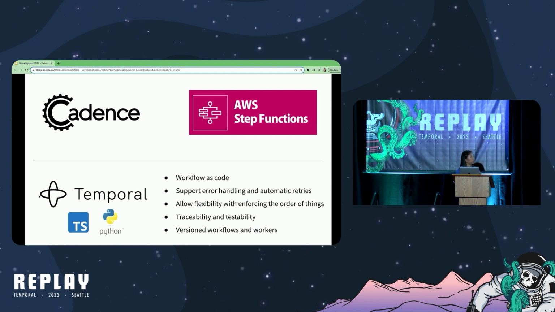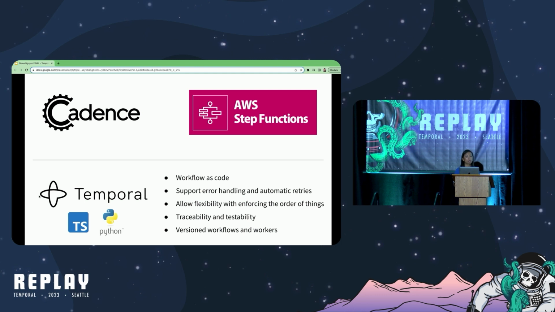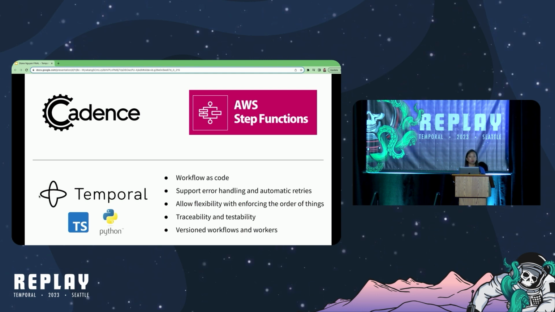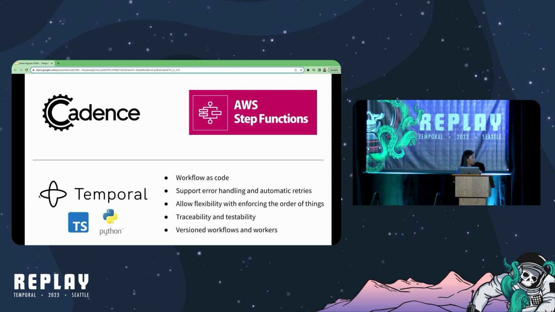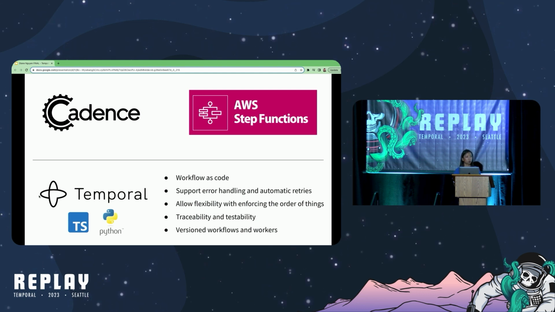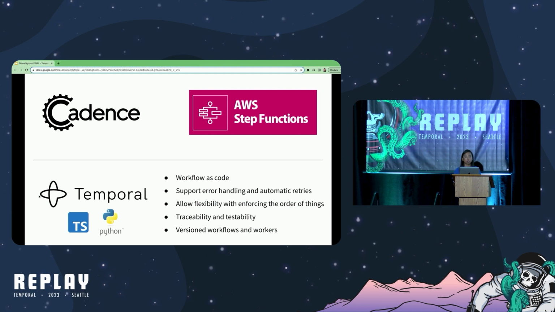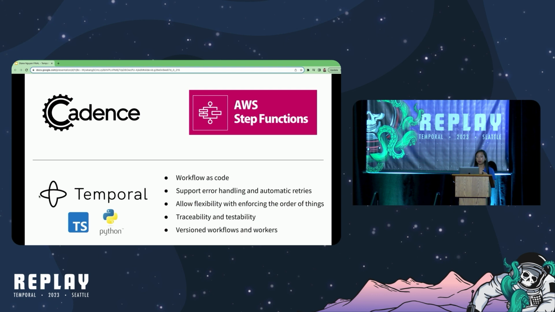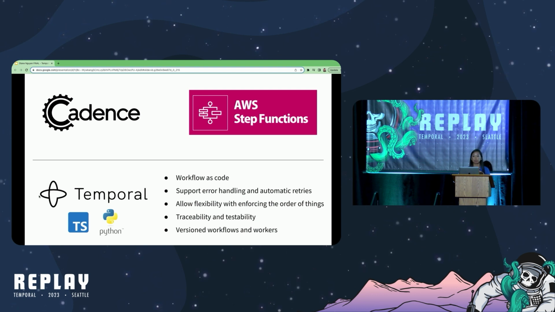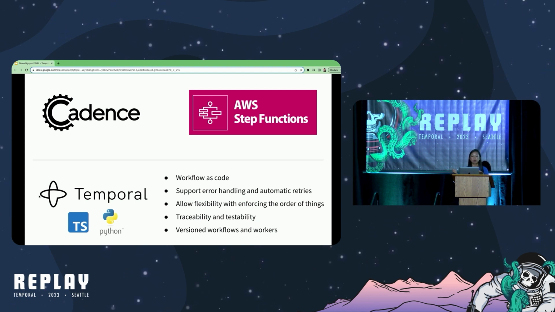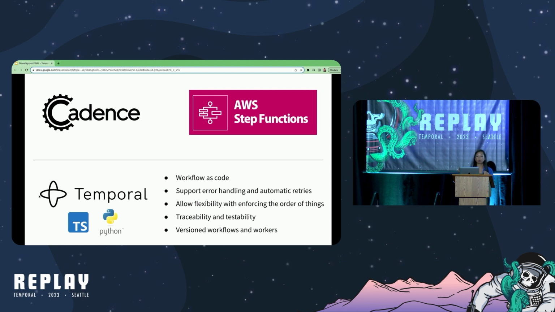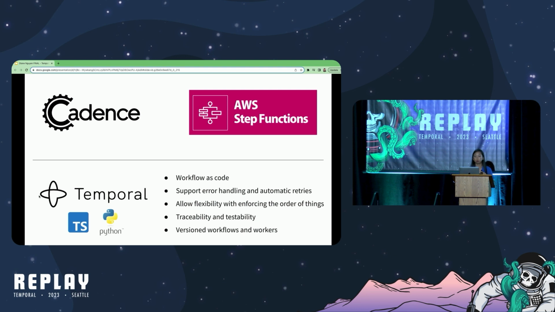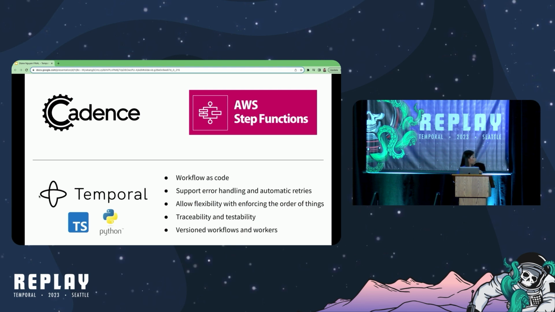The concept of workflow as code was extremely appealing to us. Temporal also seemed to provide more robust support for error handling and automatic retries of workflows. And because workflow is defined as code, there seemed to be a lot of flexibility with enforcing the order of things, which is critical to how we hierarchically group our engines and assessments and batteries. Traceability and testability of workflows was also another attractive feature for us. And then versioning of workflows and workers was also another plus.